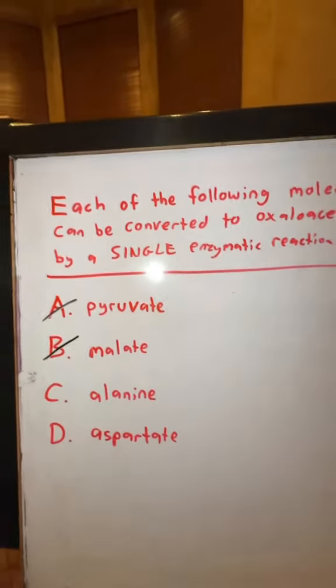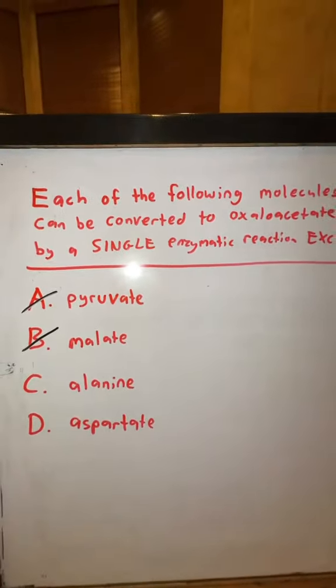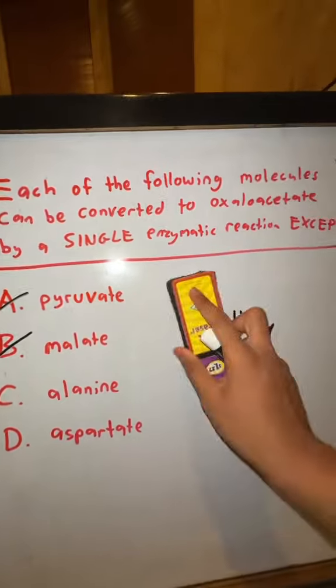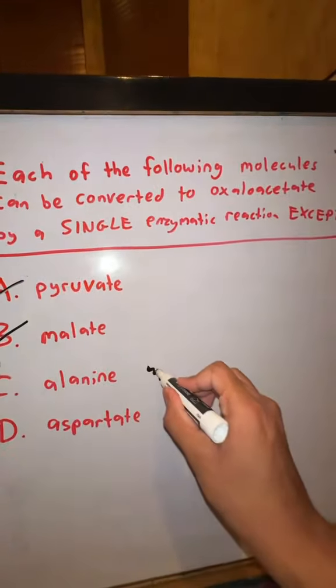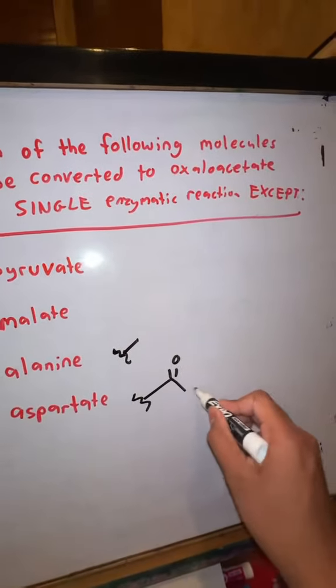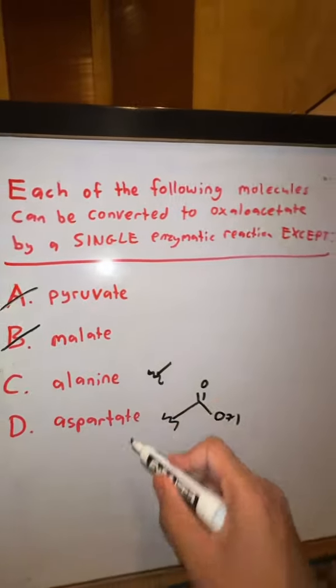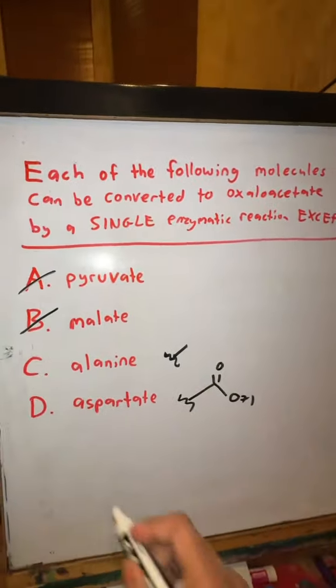Now, those might have been easy, but C and D might be a little more tricky. Quick MCAT tip: look at this, right? Oxaloacetate is a complex molecule with a bunch of carbonyls and carboxylic acids and all that stuff. Now, if we're talking about a single enzymatic reaction, let's think about the side chains. Alanine's side chain is literally just a CH3. Aspartate, on the other hand, has a side chain like this. So maybe alanine could become oxaloacetate, but we're talking about a single enzymatic reaction. It's most likely going to be something more complex like this. And C will be your answer.